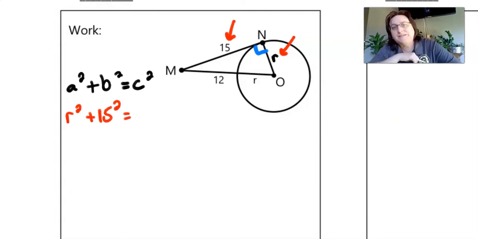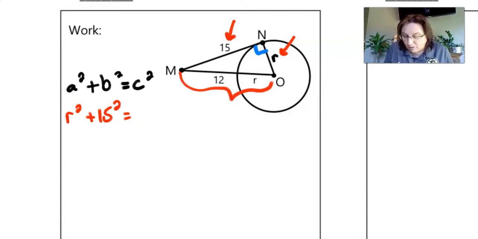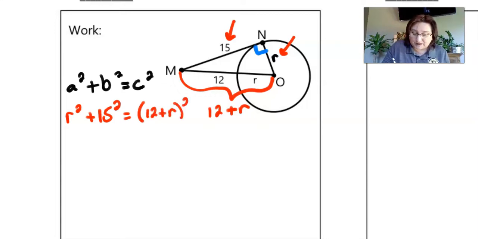Now, here's where it gets interesting. Guys, the hypotenuse is this whole entire thing. Hey guys, this goes back to unit 1. Do you remember how we would find the length of that whole thing? Well, part plus part equals the whole. So this would be 12 plus r. So that means that c is 12 plus r, that whole thing squared.